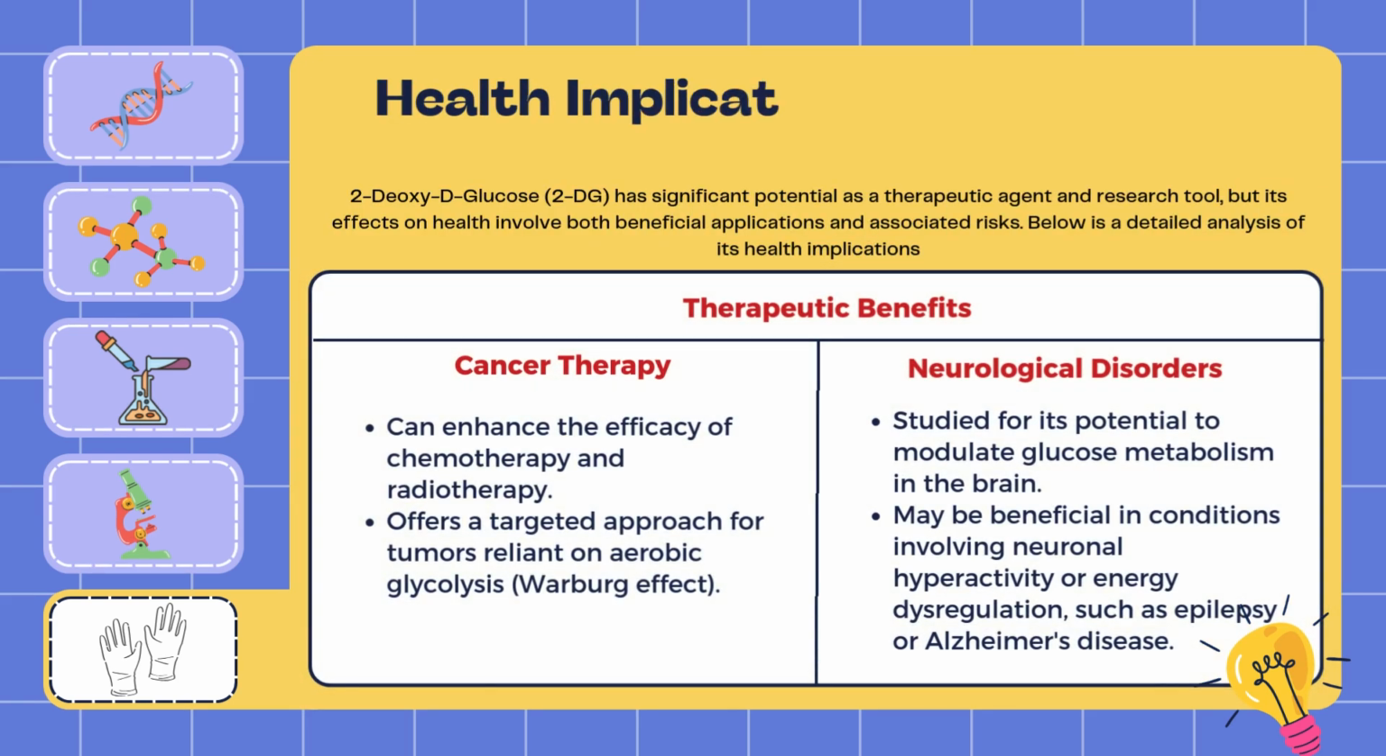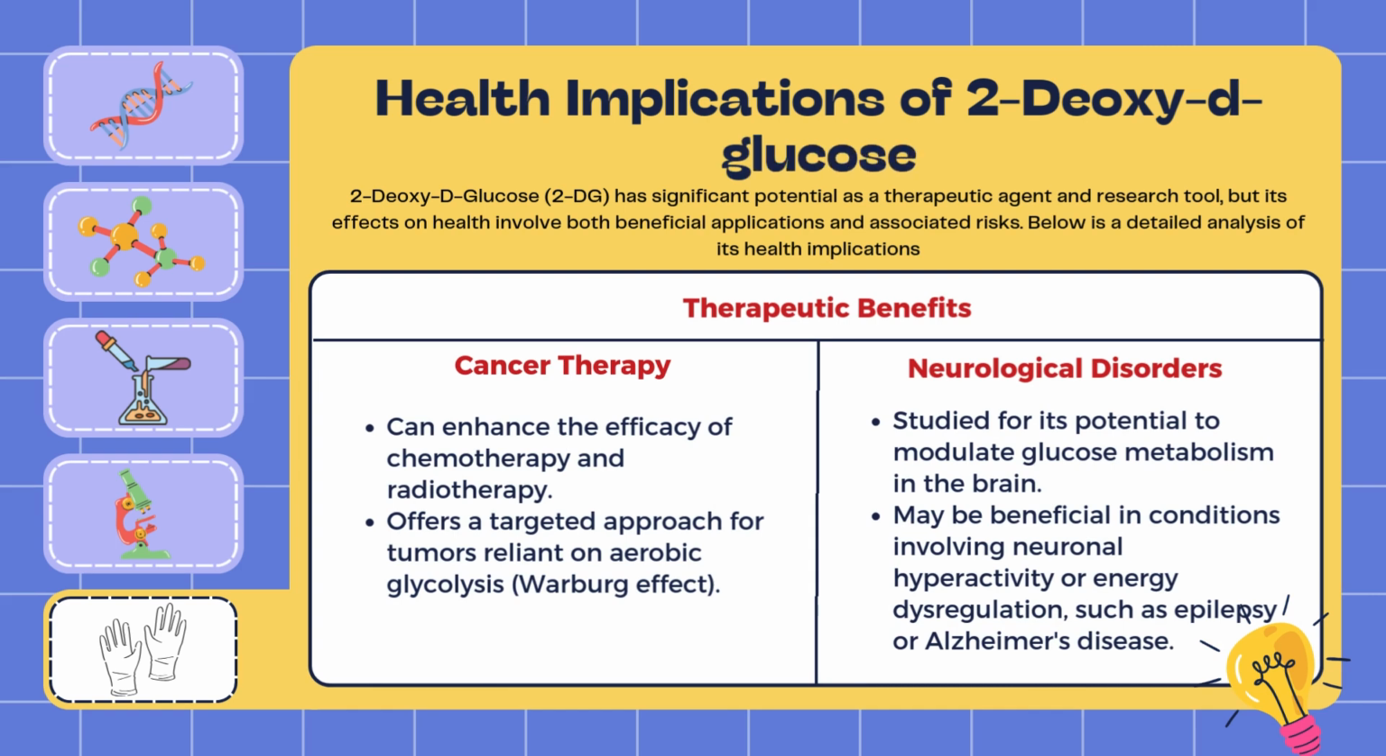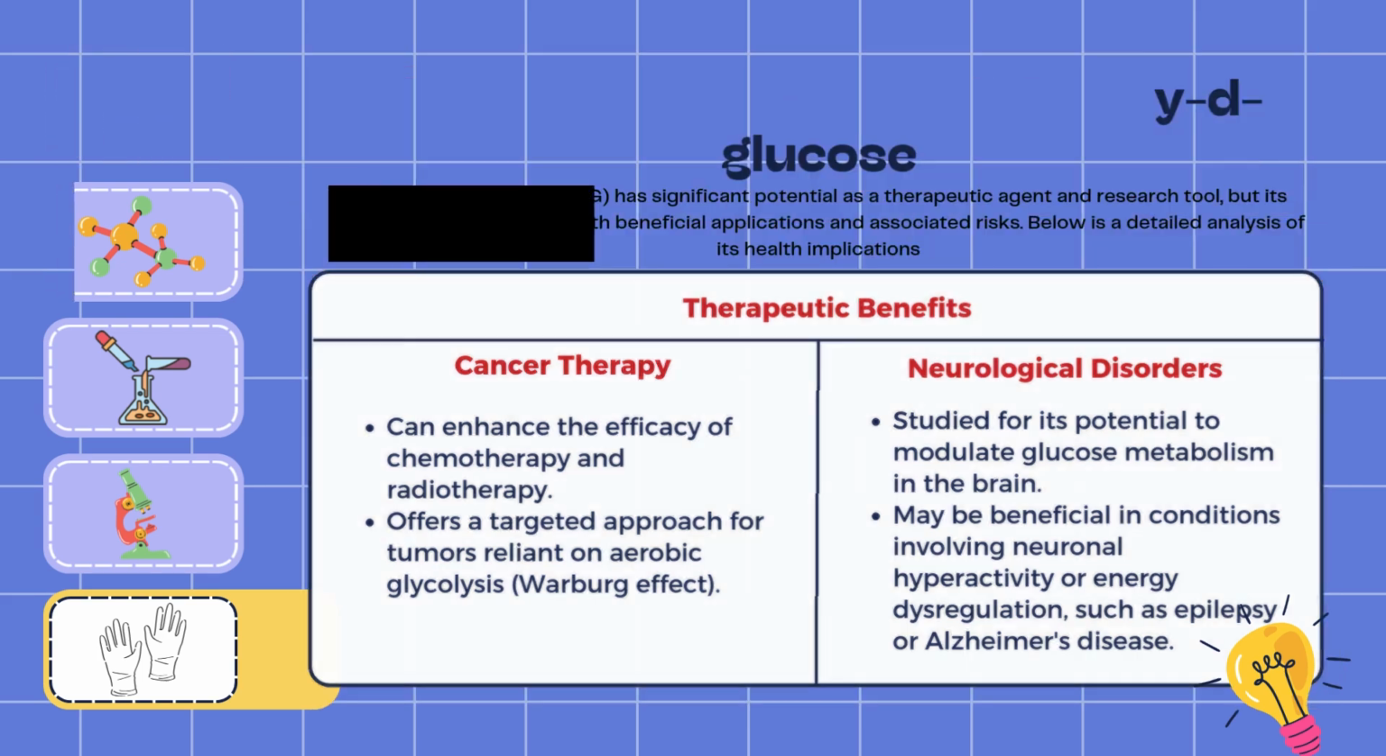The application of 2-deoxy-D-glucose has significant potential as a therapeutic agent and research tool, but its effects on health involve both beneficial application and associated risks. Below is a detailed analysis of its health application. For cancer therapy, it can enhance the efficacy of chemotherapy and radiotherapy, and offer a targeted approach for tumors reliant on aerobic glycolysis. For neurological disorders, it is studied for its potential to modulate glucose metabolism in the brain, and may be beneficial in conditions involving neuronal hyperactivity or energy dysregulation, such as epilepsy or Alzheimer's disease.